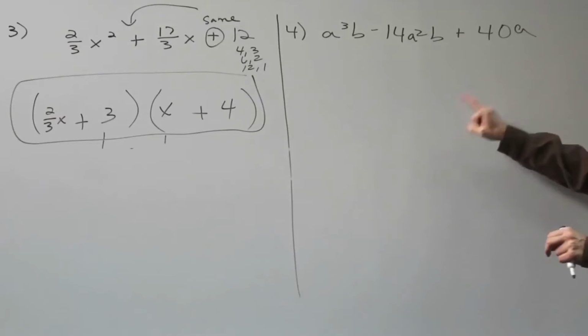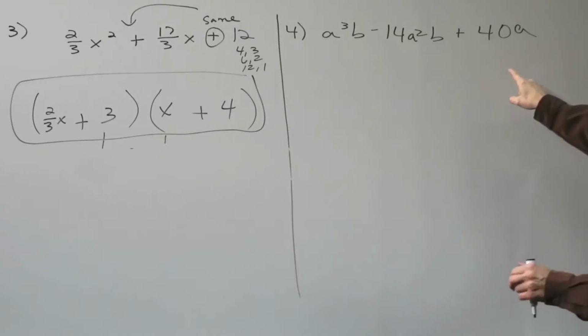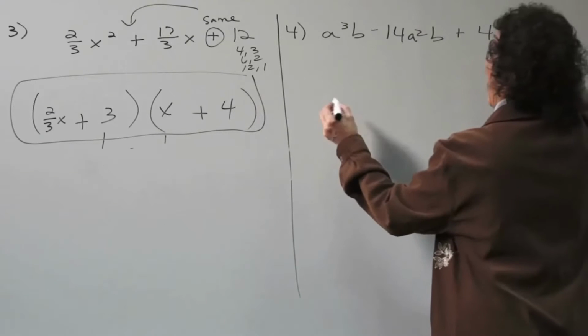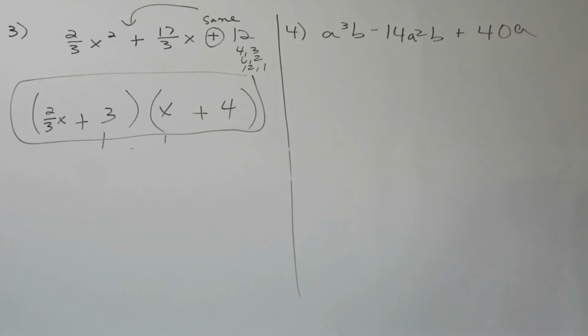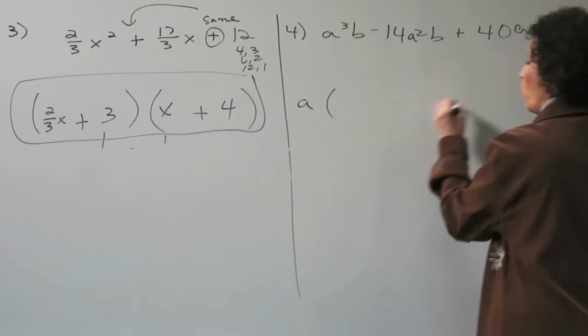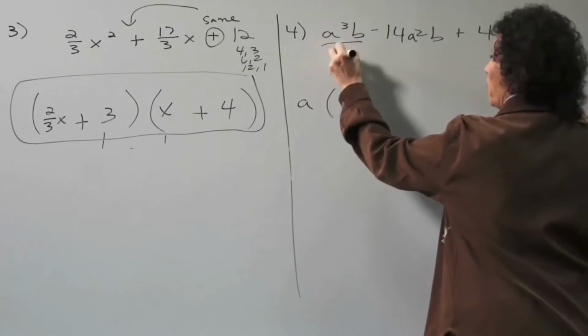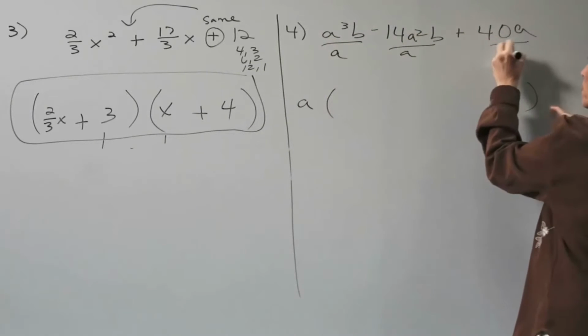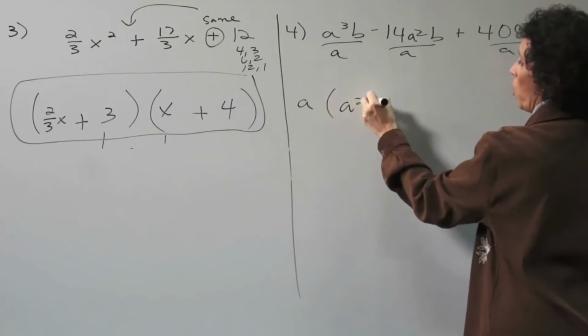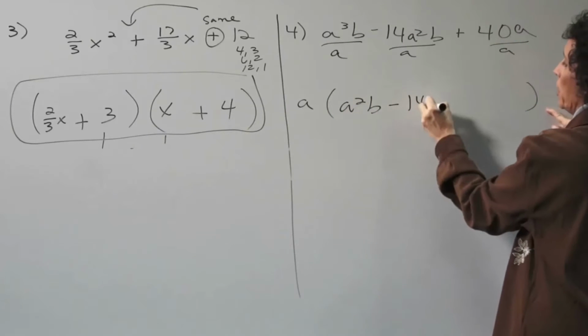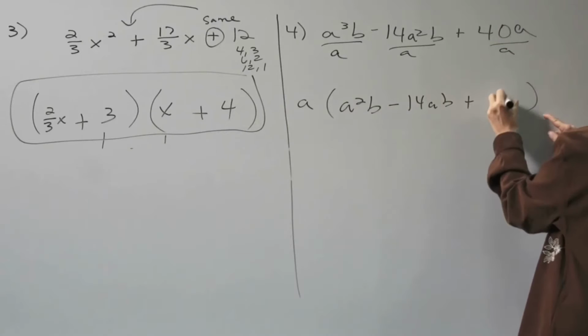Okay, here we go. So, GCF. Yes, we have a GCF. Out of all of this, the GCF is A. Make one set of parentheses. Divide by A, and we get A squared B minus 14AB plus 40.